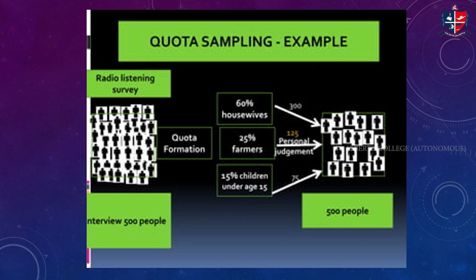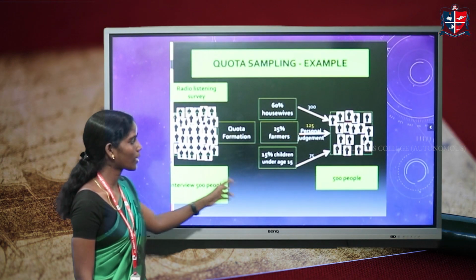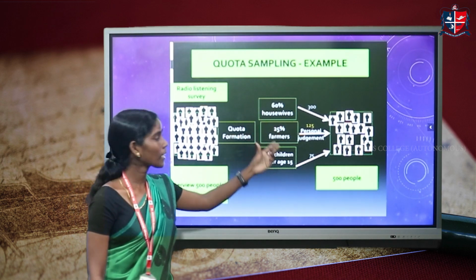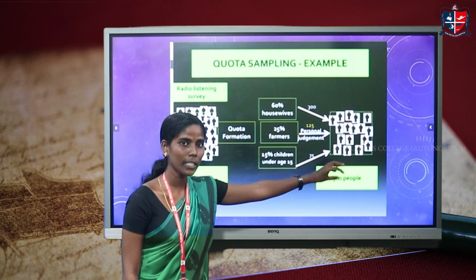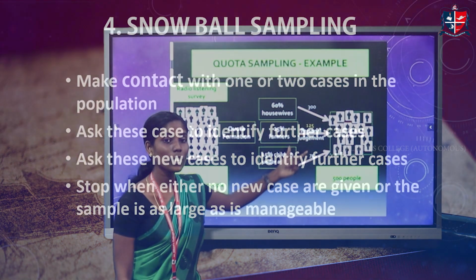Okay, so it is clear that in quota sampling, the entire population is divided into subgroups. The subgroup is called a quota. From each quota, we are selecting the units purposefully or on a judgment basis.